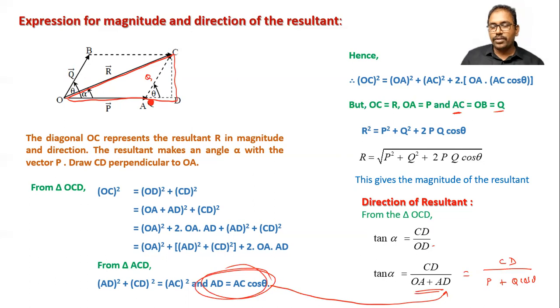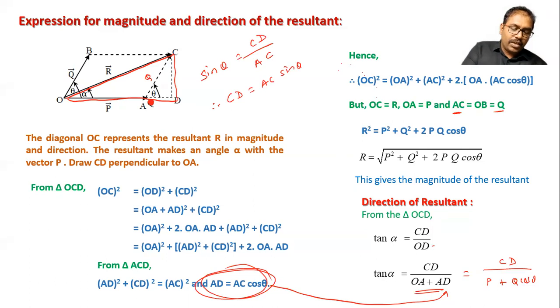CD upon Q cos theta. Now CD is what? CD is the opposite side of theta. So sin theta we can write as CD divided by AC. So we can write CD is equal to AC sin theta. AC means Q sin theta. AC is Q, because if this is Q, obviously this is also Q. So we can write Q sin theta. So we get the final formula Q sin theta.